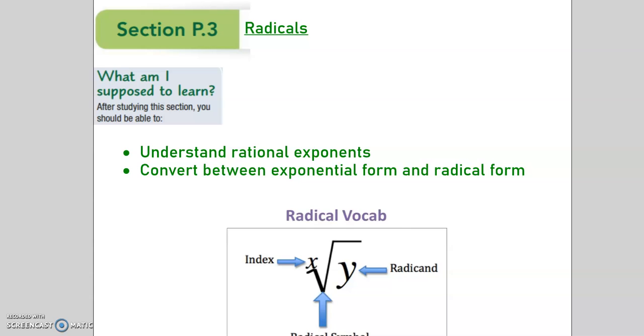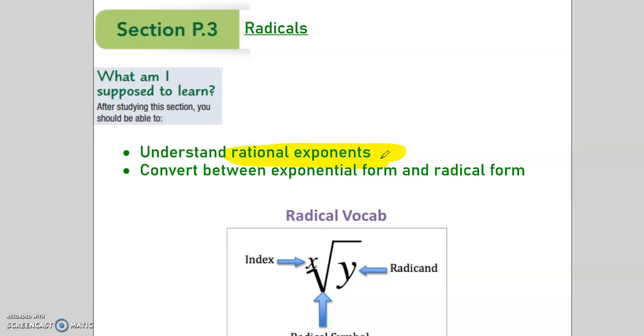Hello everyone, so I have one last tiny mini video here, still in P3 because we're still going to be talking about radicals, but I have two new objectives that we're going to talk about. Understanding rational exponents and then converting between exponential form and radical form. So first what we need to do is remember what a rational exponent is. A lot of times our rational exponents are when we have fractions in our exponents, okay?